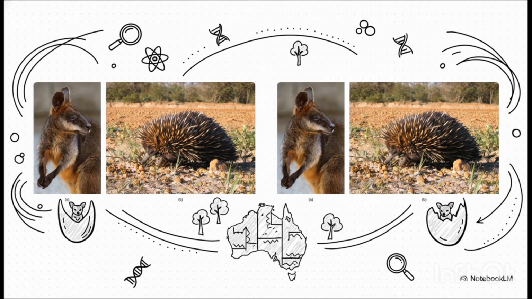I mean, look at these two. On the left, a wallaby, and on the right, an echidna. You've got a mammal with a pouch next to a mammal that lays eggs. When you isolate a whole continent for millions of years, evolution gets really, really creative.